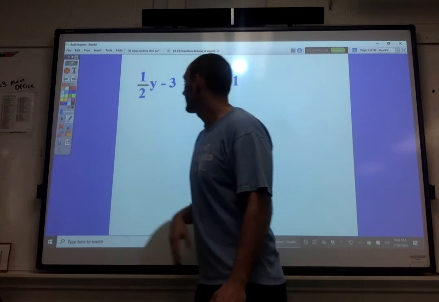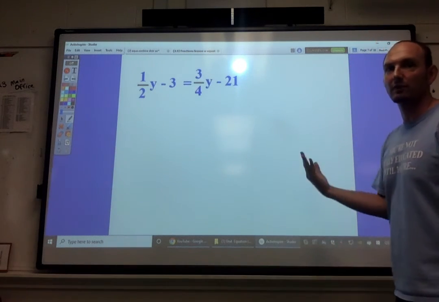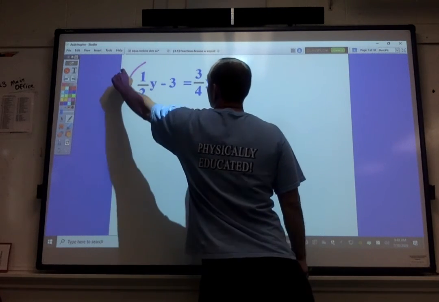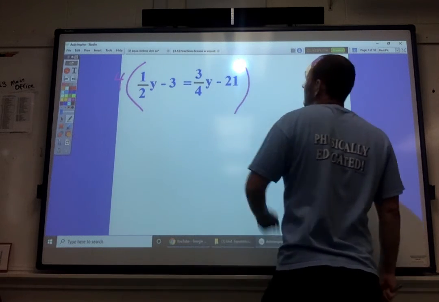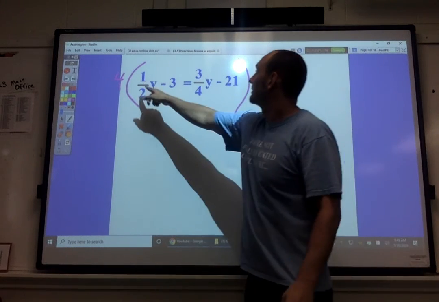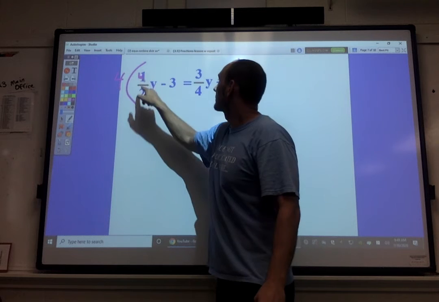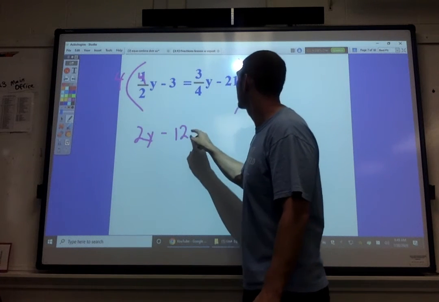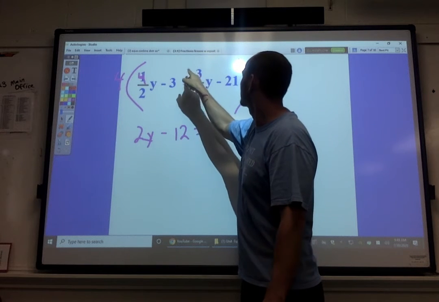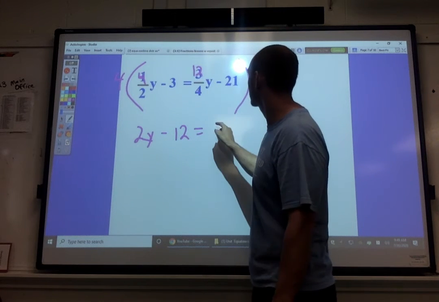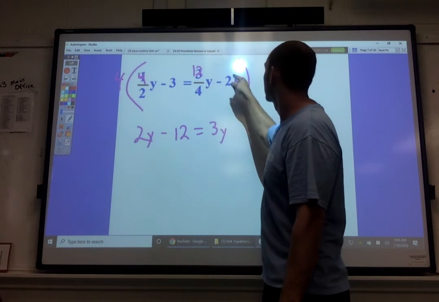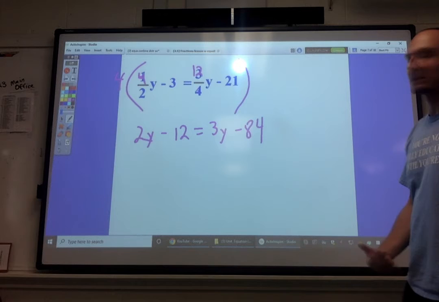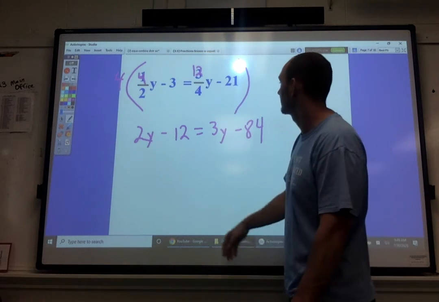If you don't like decimals, you don't like fractions, well, multiply by the common denominator. Everything is times 4, and everything will then become a whole number. 4 times 1/2 is 2y, minus 12 equals 4 times 3/4 is 3y, 21 times 4 is minus 84. Now it's like the beginning of the lesson. If you master those skills, you should be able to fly through this now.